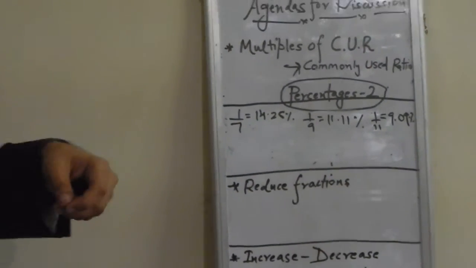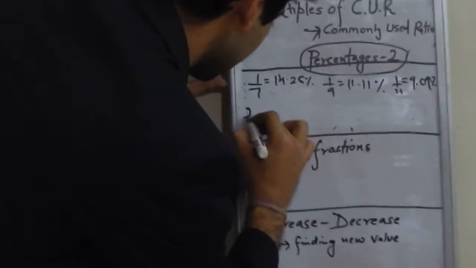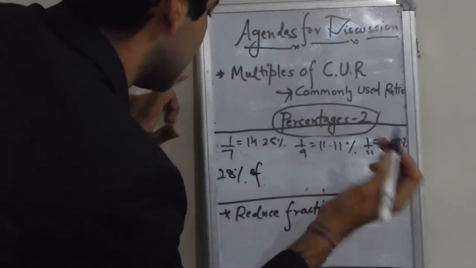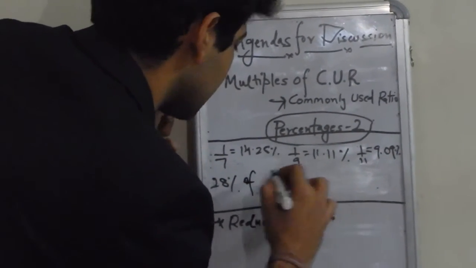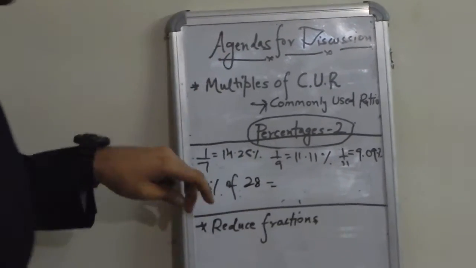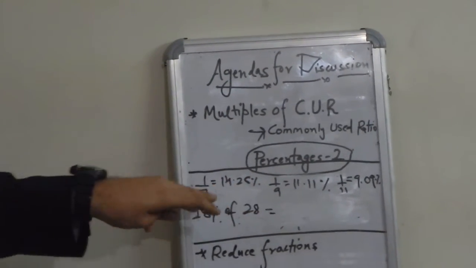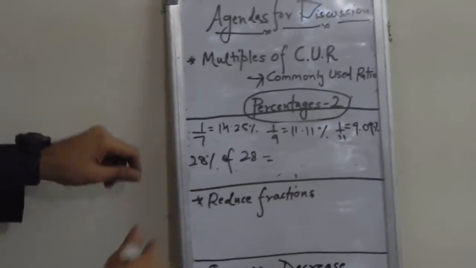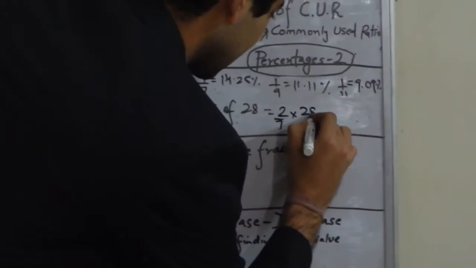So if I ask you to calculate maybe 28 percentage of something, take any number like 28 itself. So you can say that 1 by 7 is 14% approximately, and you can say 2 by 7 is 28%. So you will write this as 2 by 7 into 28.